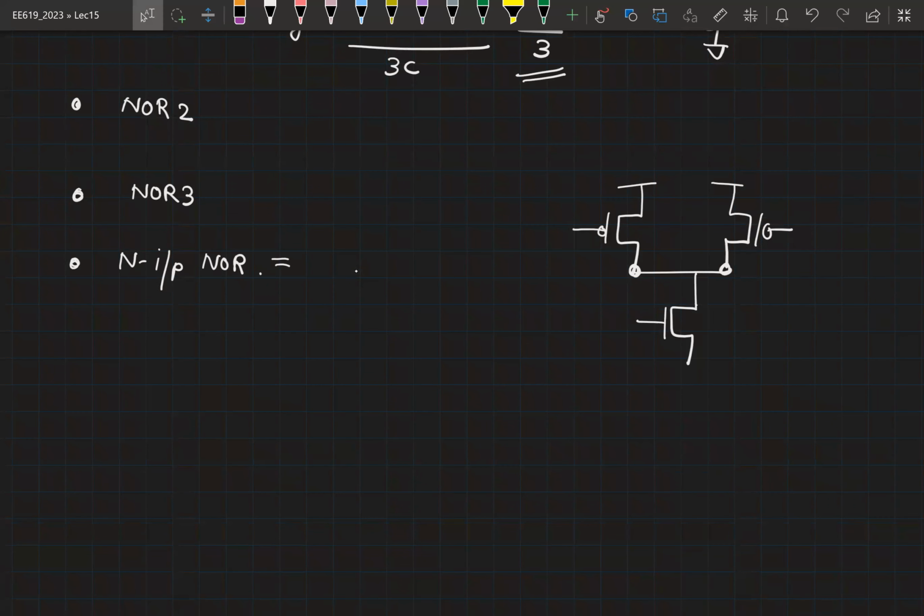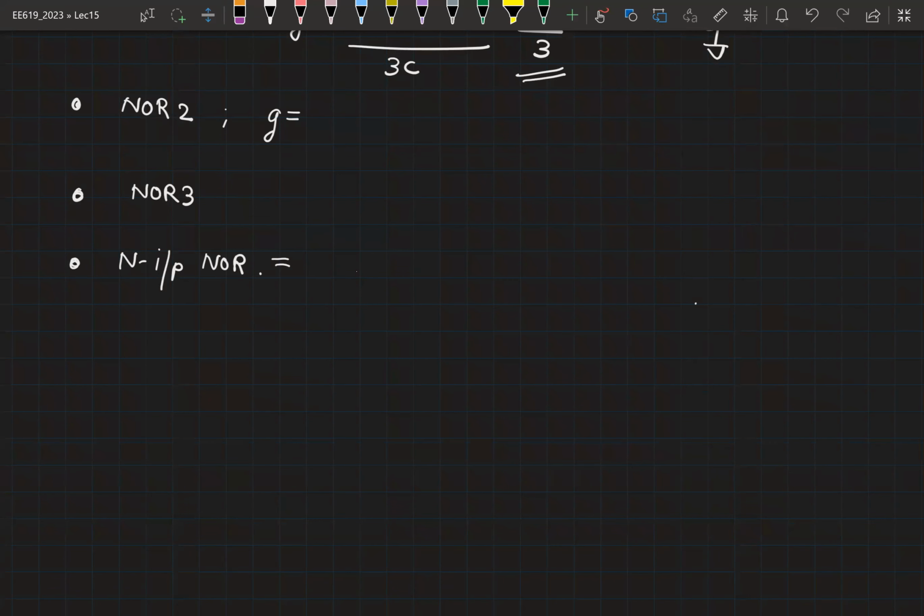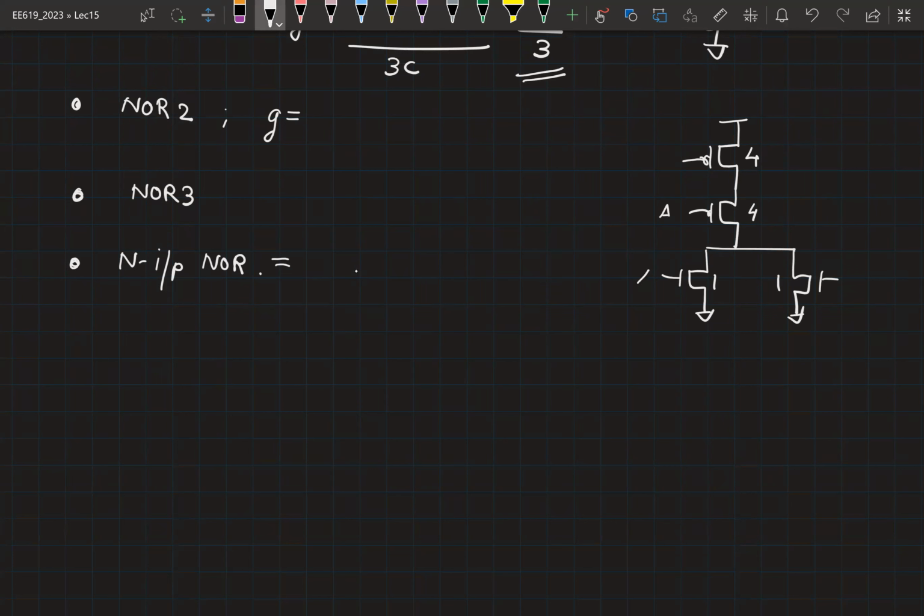Okay, so in NOR, what is the value of G? Let's quickly check. So these are size state 1. This is size state 4. So the input capacitance is 5C divided by 3C. This will give you 5 by 3.